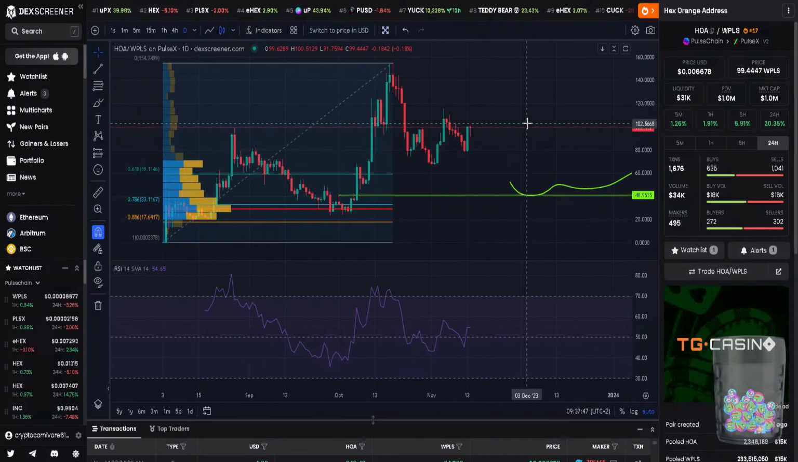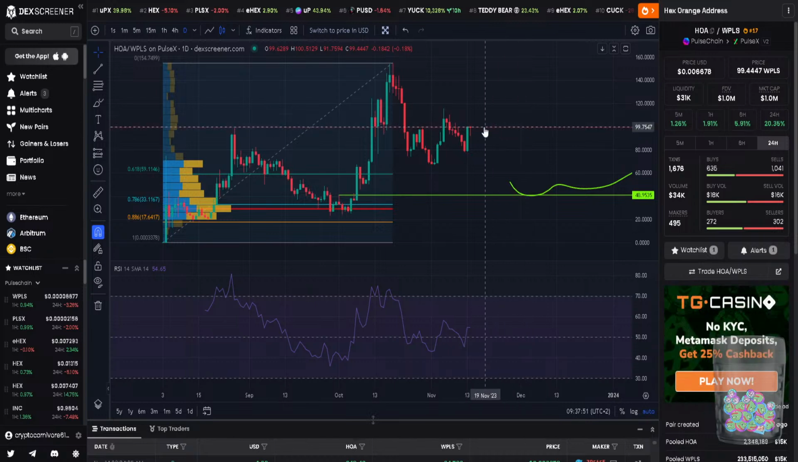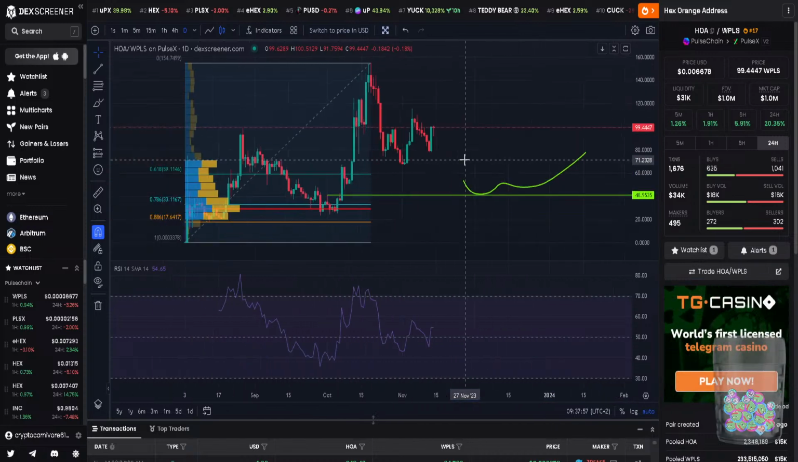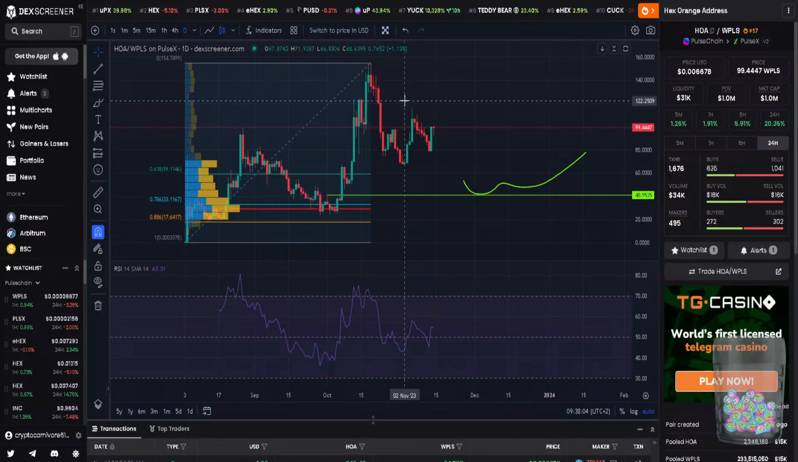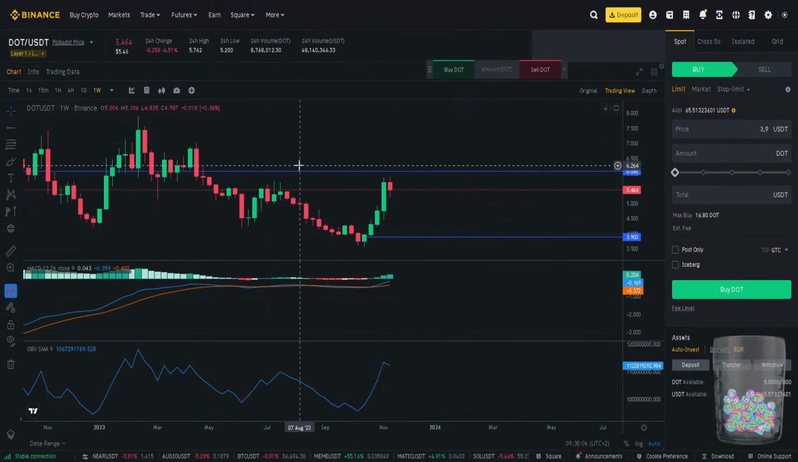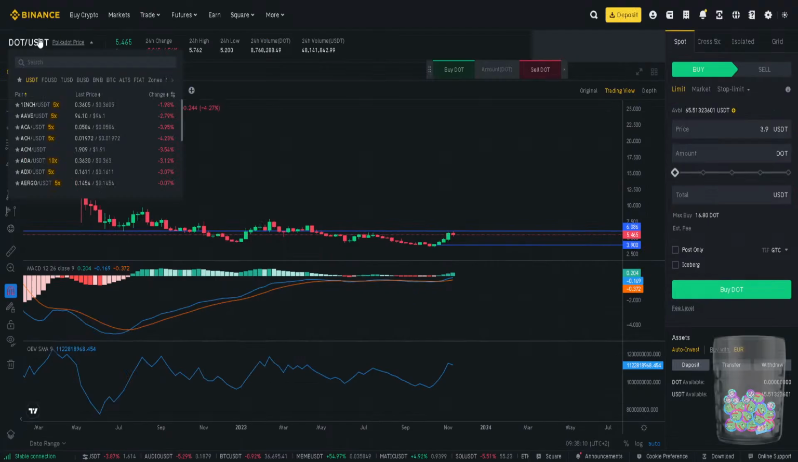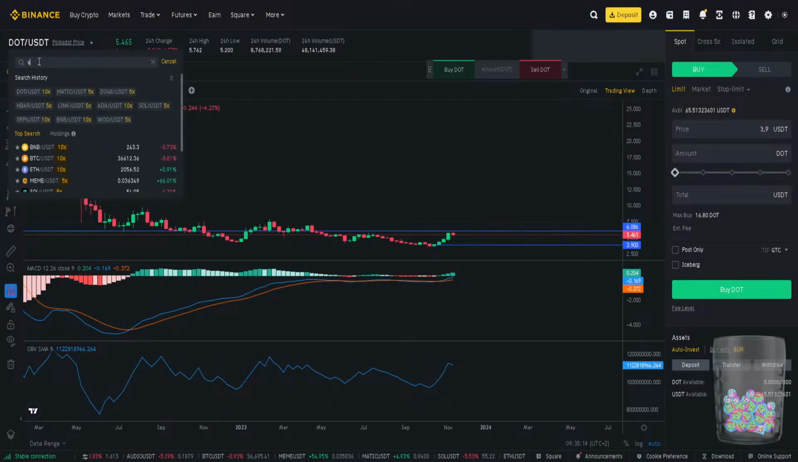Not interested here, it's too high. Once again, I don't hate these coins. I simply just wait for my reload zones. I have no personal bias. Polkadot. Did I buy? Yeah, I put an order in for Polkadot. AVAX. Actually, this chart doesn't look bad.